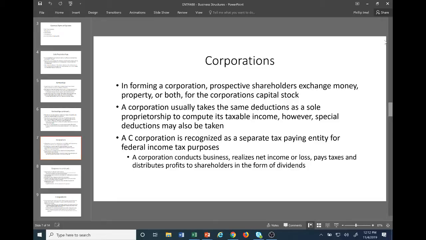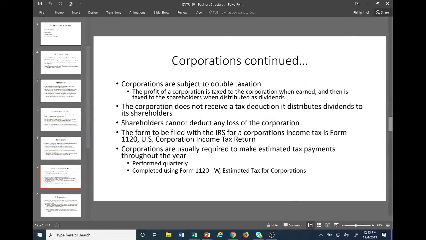A C corporation is recognized as a separate tax-paying entity for federal income tax purposes. So obviously, as the corporation earns its money and pays its dividends and stuff like that, it's going to have to absorb the taxes from whatever action that it has. Corporations are subject to double taxation. What I mean by that is, as a corporation earns the money, whatever it produces is going to be taxed as an individual. It's looked at in the eyes of the IRS as an actual individual. So it's going to be taxed on its own based upon its production or its earnings. And then once again, when they distribute the earnings to the shareholders, that's taxable as well. So that's the double taxation that corporations are subject to.